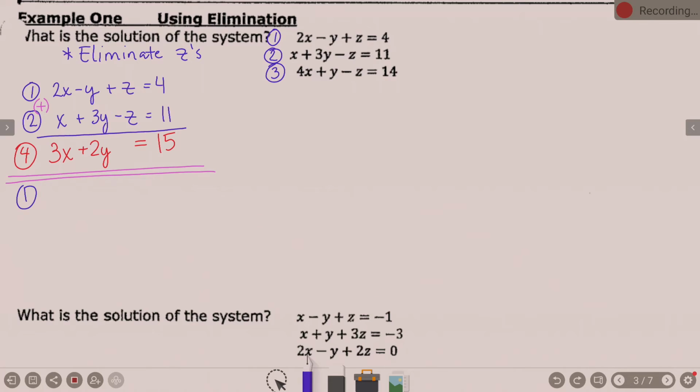So I'm going to come over here, and I'm going to write out 1 again. 2x minus y plus z equals 4. Always double check yourself to make sure you're copying things correctly. You laugh, but I do that all the time. And then you're like, oh, Kylie, you missed the negative sign. Yeah. 4x plus y minus z equals 14.